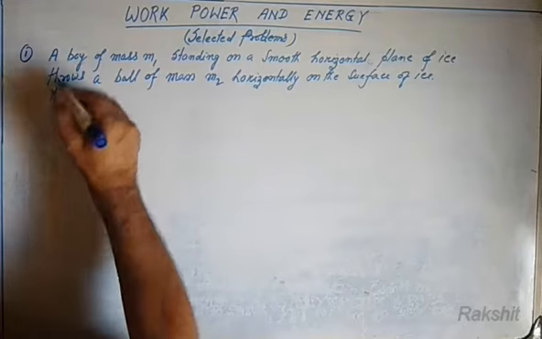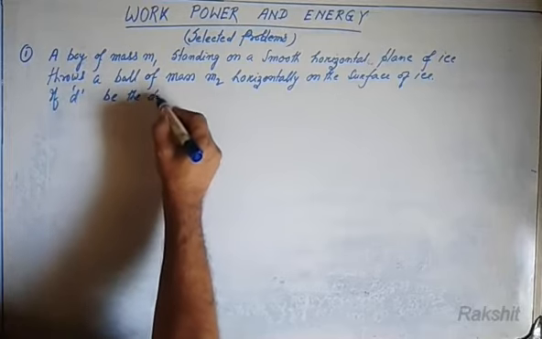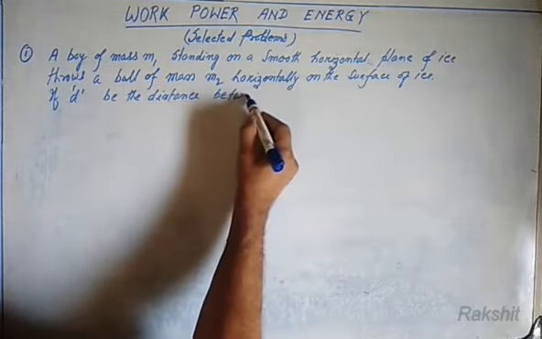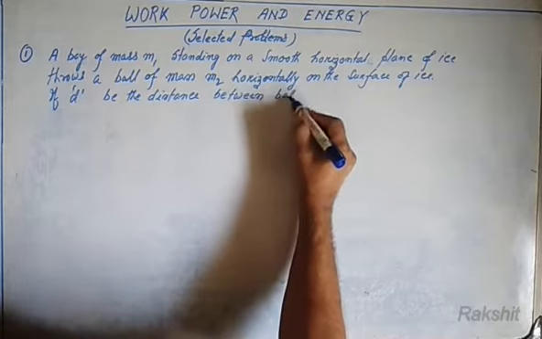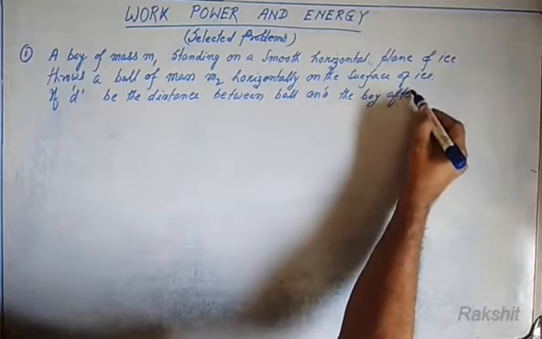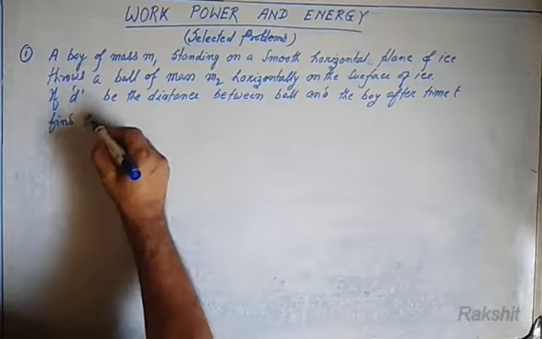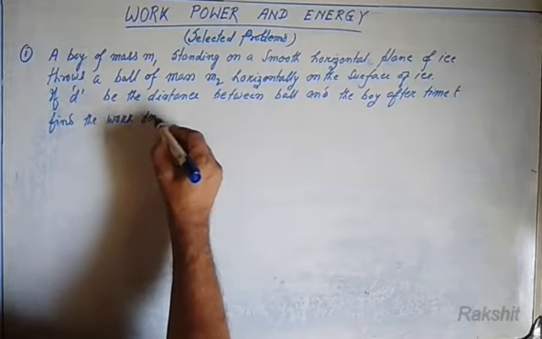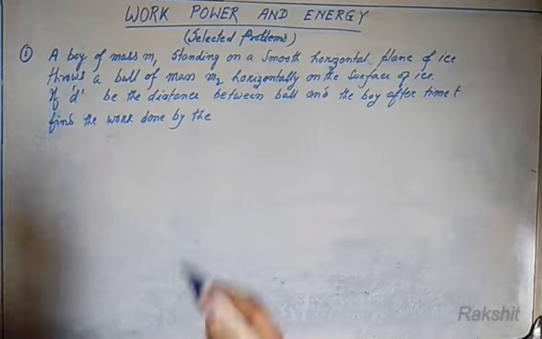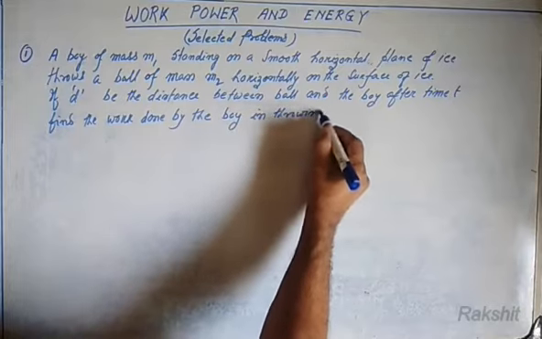If d be the distance between ball and the boy after time t, find the work done by the boy in throwing the ball.